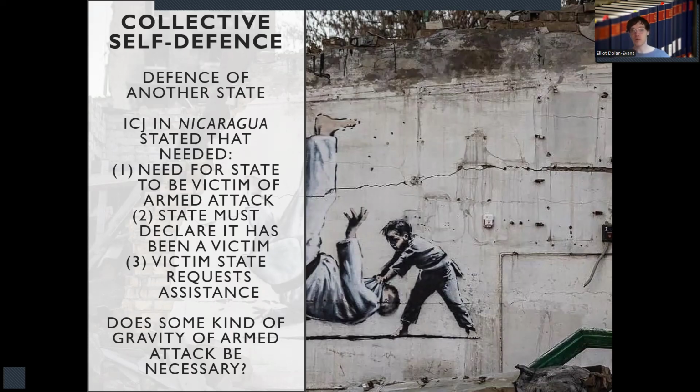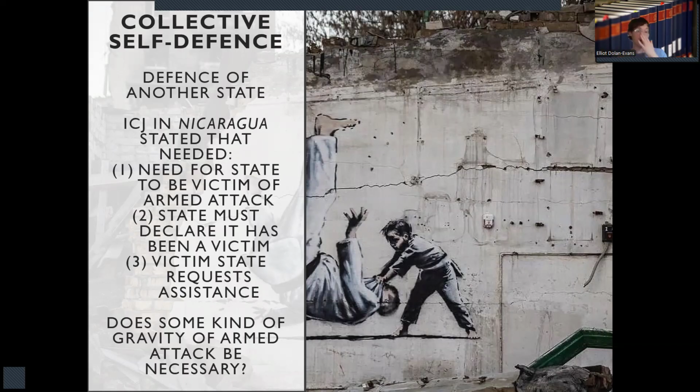Now, the ICJ in the important Nicaragua case, which has come up again and again, stated that there are three elements which must exist before collective self-defense can be invoked by a state. These were envisioned by the court to operate as mechanisms to prevent the abuse of the right. Firstly, the court noted that reliance on collective self-defense does not remove the need for the state concerned to be a victim of an armed attack, as this was the fundamental condition required for the exercise of the right of collective self-defense. Secondly, the victim state must declare that it has been the victim of an armed attack. The court said it is to be expected that the state for whose benefit this right of collective self-defense is used will have declared itself to be the victim of an armed attack.